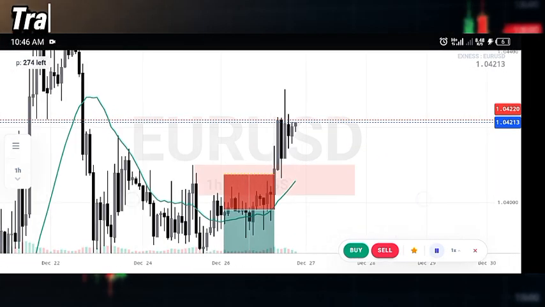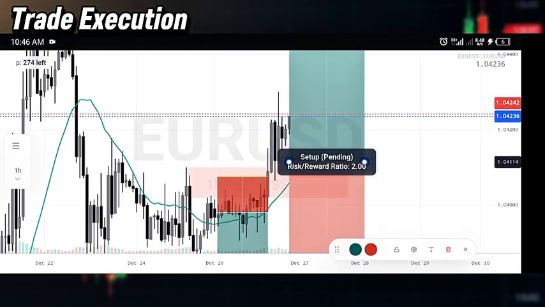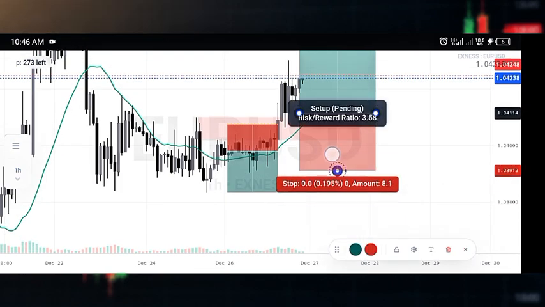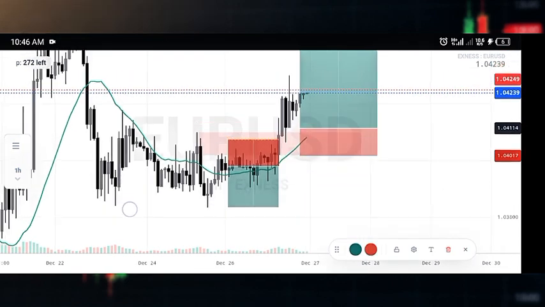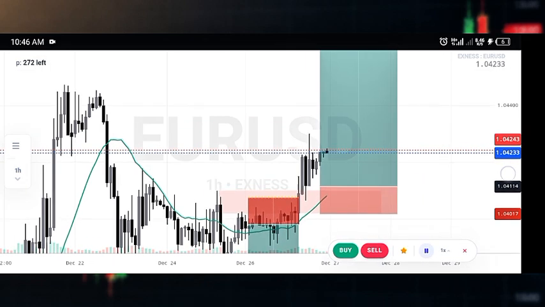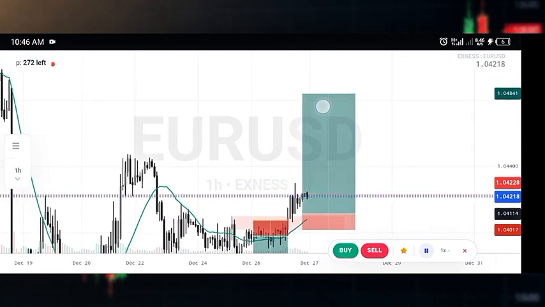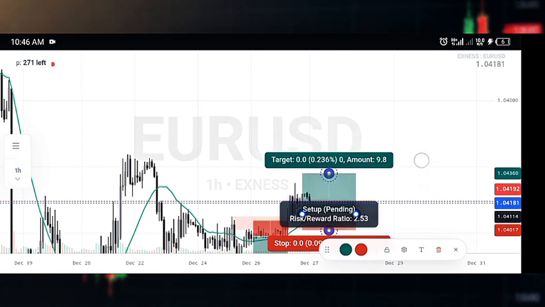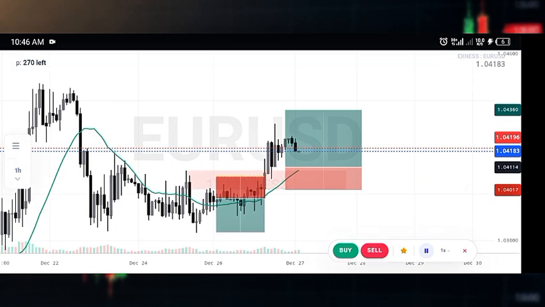The third feature is trade execution. As the replay progresses, you're waiting for your trading setup to appear. Once your setup forms, enter the trade exactly as you would in a live market. Define your entry price, set your stop loss, set your take profit, then commit to the trade.